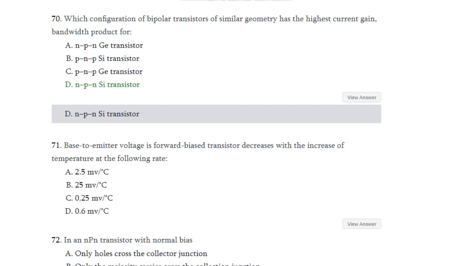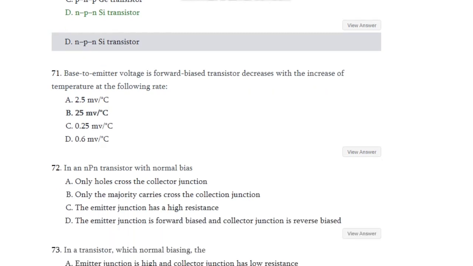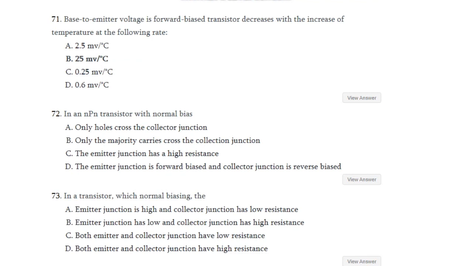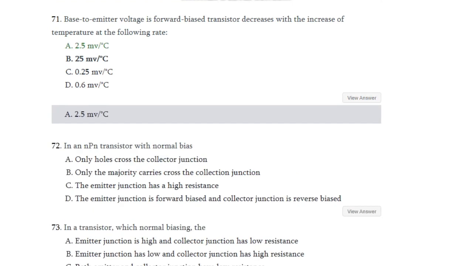Then question number 71: base to emitter voltage of a forward biased transistor decreases with the increase of temperature at the following rate: 2.5 millivolt, 25, 2.5, or 0.6. And the answer is first, that is 2.5.